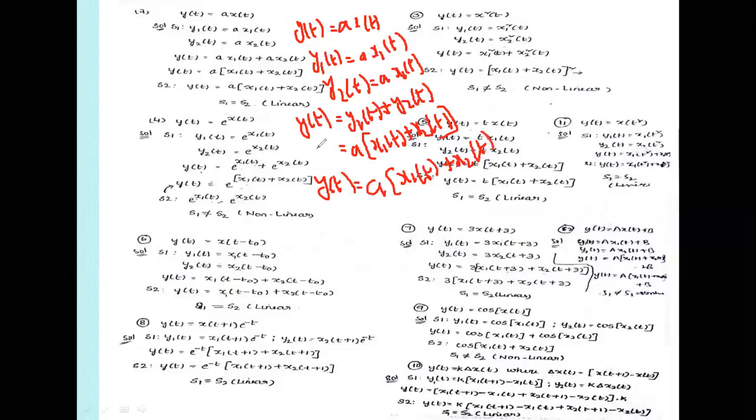Okay, my dear friends. So the y of t, let this be S1 and this be S2. So S1 is equal to S2. The system is a linear system for the signal y of t is equal to a into x of t. Okay, my dear friends.